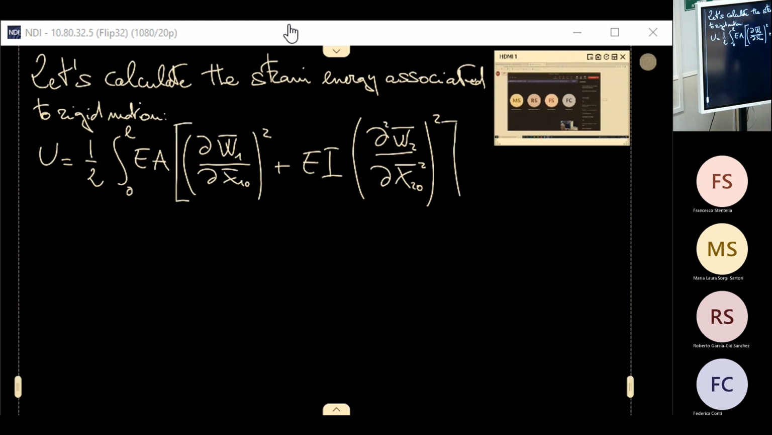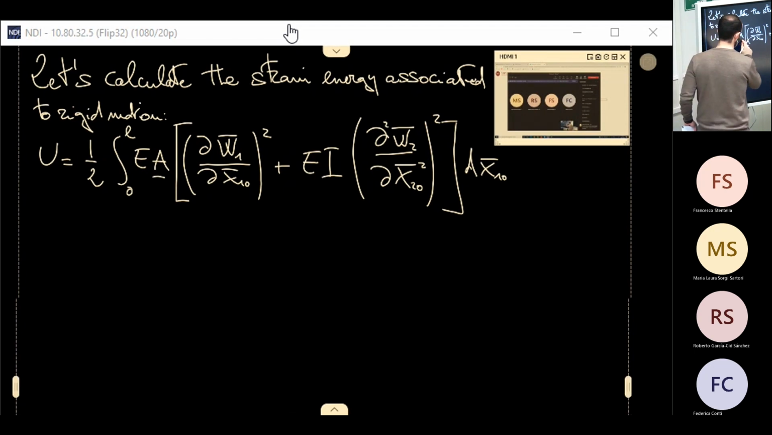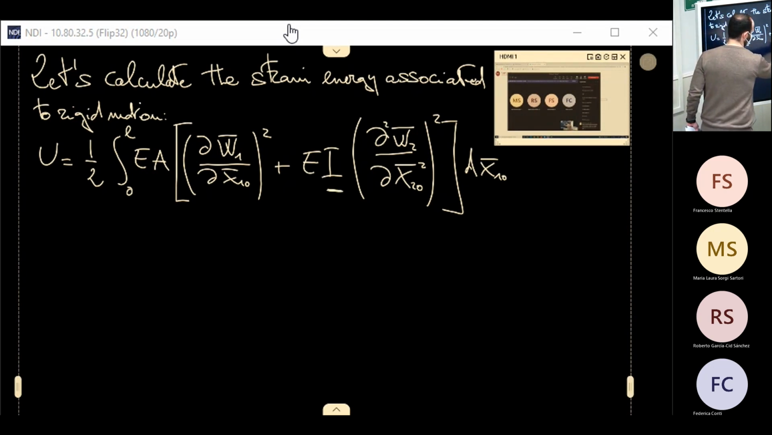All of this being derived with respect to the coordinate, across the length. Please note that here we are doing an integration toward the length, because here we have the areas, and here also we have the inertial properties. So physically we were correct.